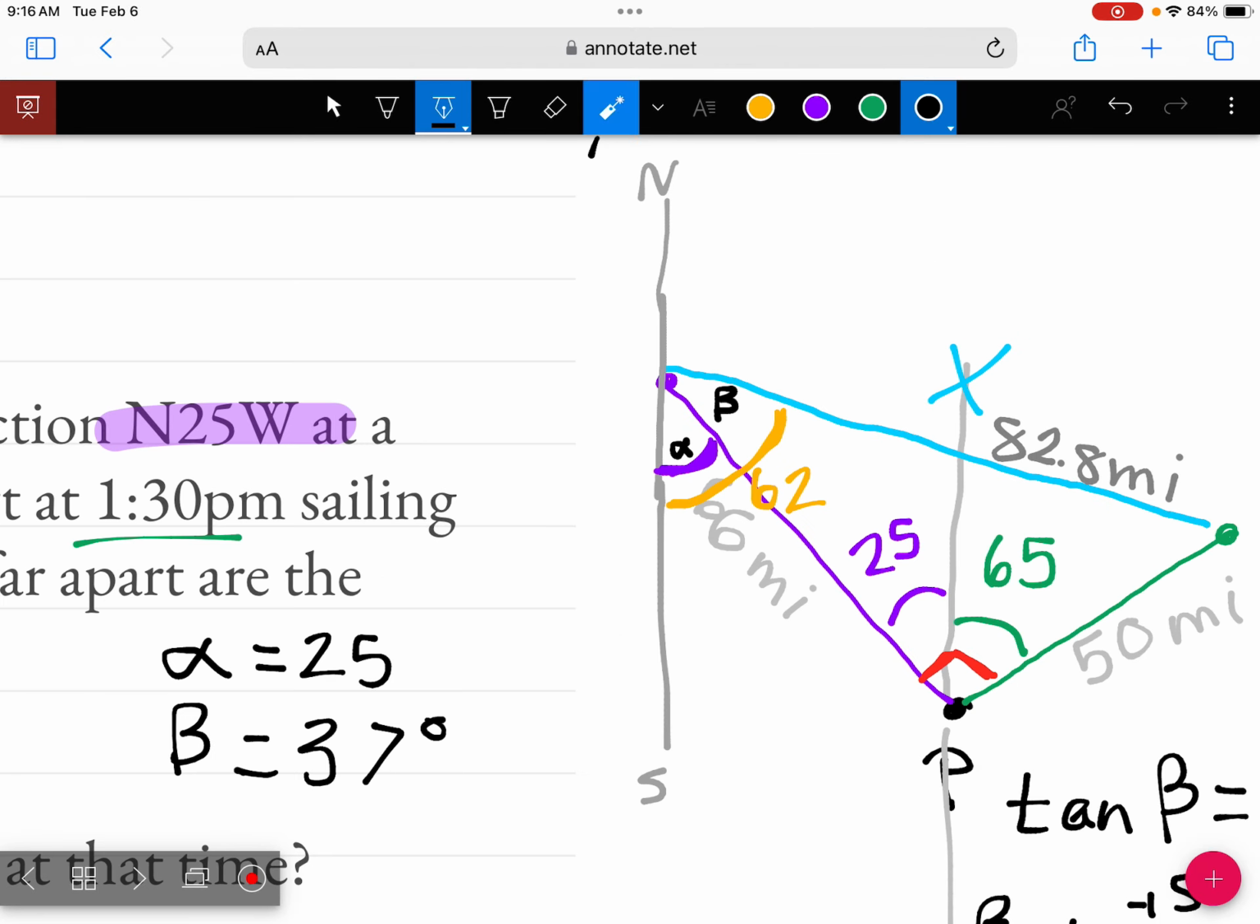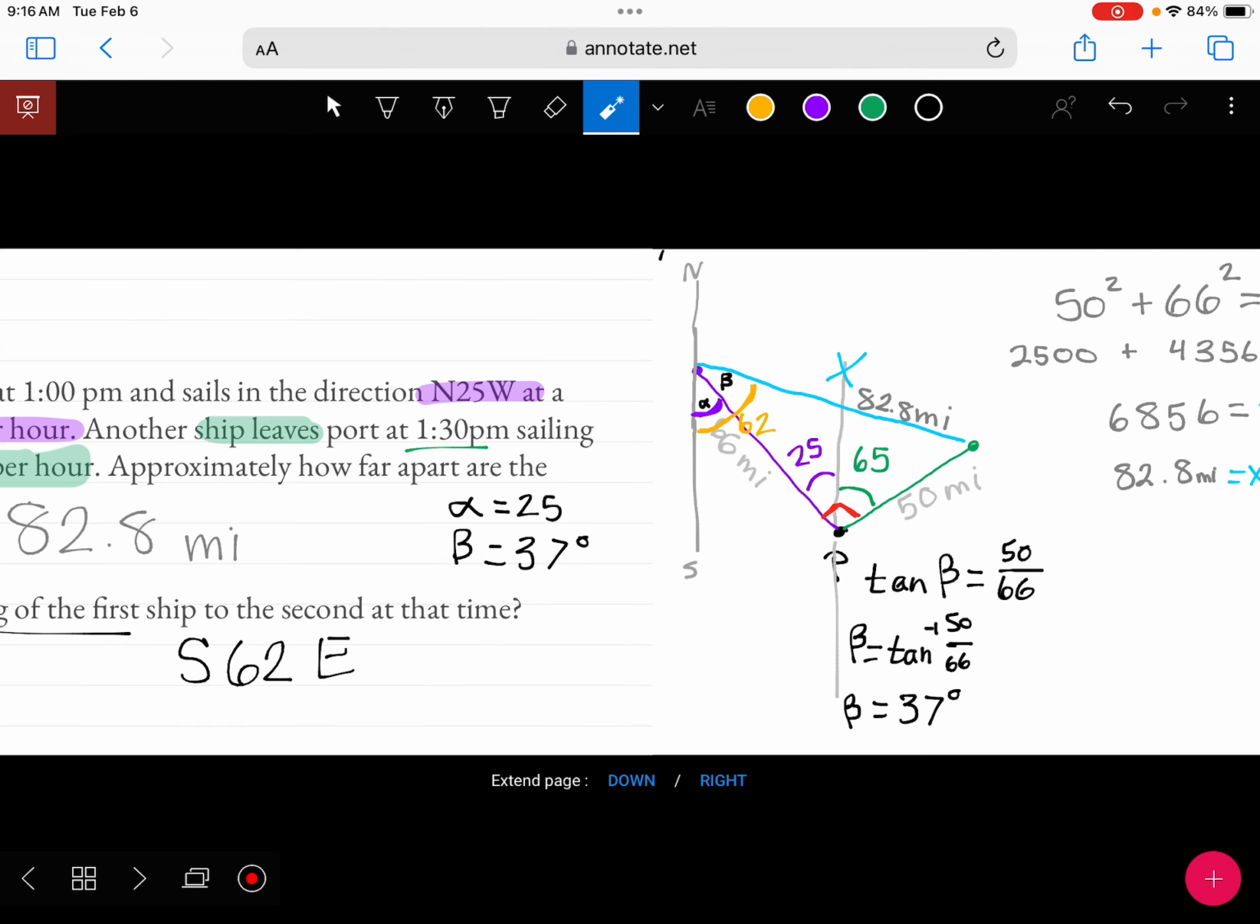Because combined together, alpha and beta get this whole angle here. Alpha was vertical angles with 25, so they matched. Beta we calculated down here to be 37. Added them together, the 25 and the 37. Okay?